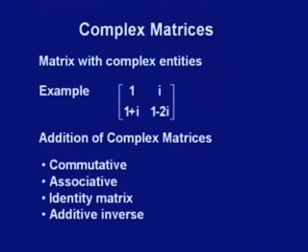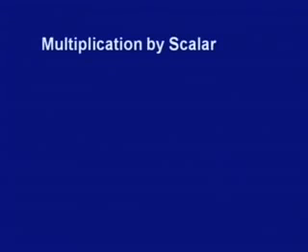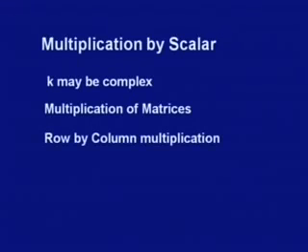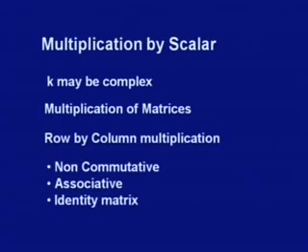Now, when it comes to multiplication by a scalar, k may be complex or it may be real, and when we multiply k by a complex matrix, the result will be a complex matrix, whether k is real or not. And when it comes to multiplication of matrices, again it is row multiplied by column as usual, and the multiplication of two complex matrices will again be complex.